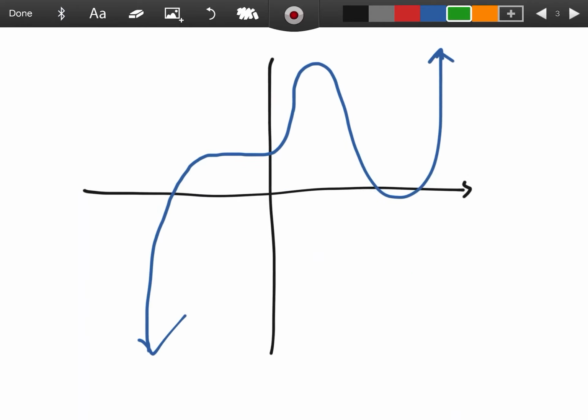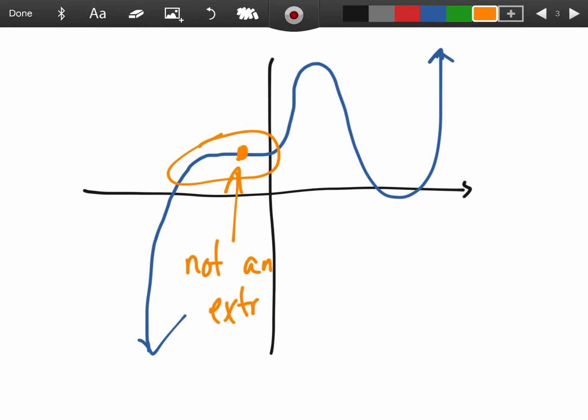And now let's identify our extrema on this graph. On this graph, we see that something weird happens right here. As we go up, it appears to flatten out and then just continues to increase. So say that a point is labeled right here. That point actually is not an extrema, because although it might flatten out, it continues to increase, so it's not higher than the points around it. So this right here is not an extrema.